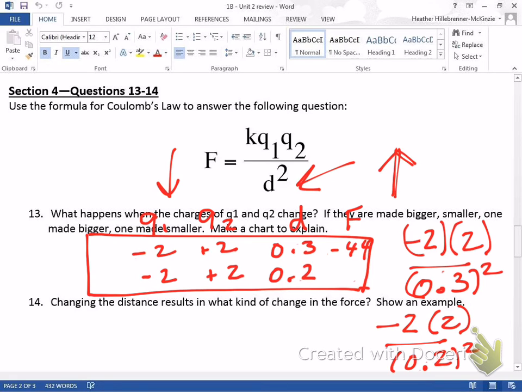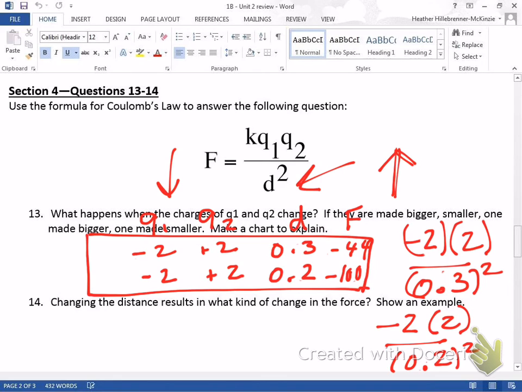Negative 100. Okay, so you can definitely see that as we decrease that distance, what happens to our force? It gets stronger.